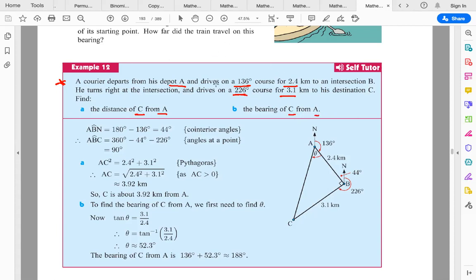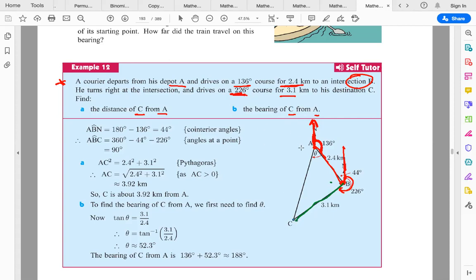So first, let's take the point A from which the person departs. As you know, the bearing is taken from the north. So this angle is 136. The person travels along this 2.4 kilometers and comes to the point B, and then from point B, he travels at a bearing of 226. This is the north from that point, so this bearing is 226, and along this he travels 3.1 kilometers.